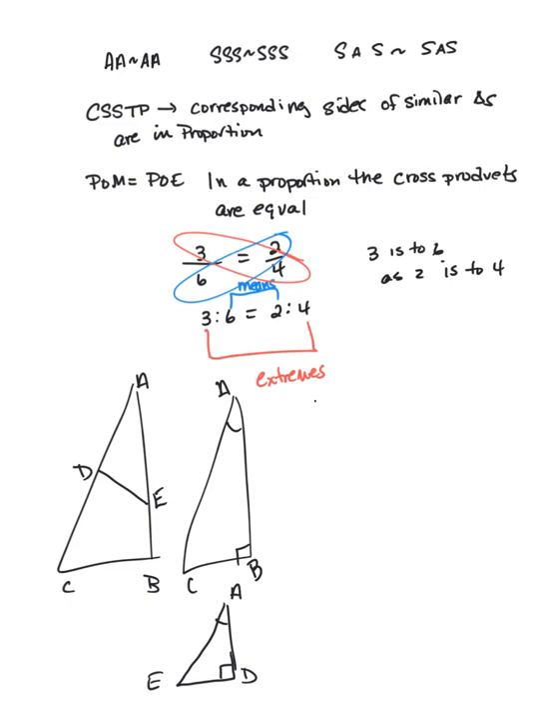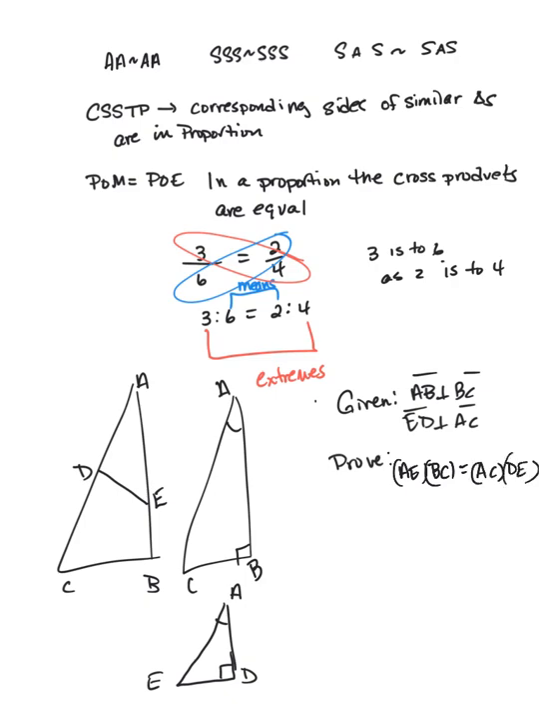So just to remind you from the last time, the given was that AB was perpendicular to BC and ED was perpendicular to AC. And we had proven that the 2 triangles were similar, okay? So prove, this time around, we're going to prove that AE times BC equals AC times DE. Well, in order to prove this, you have to prove similar triangles first.